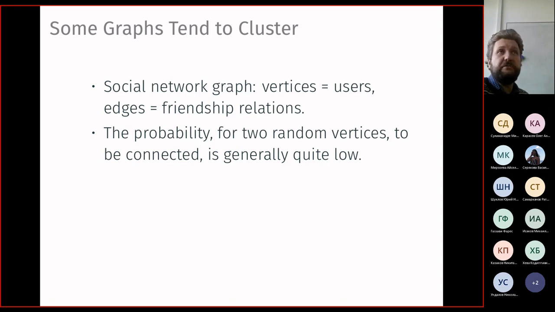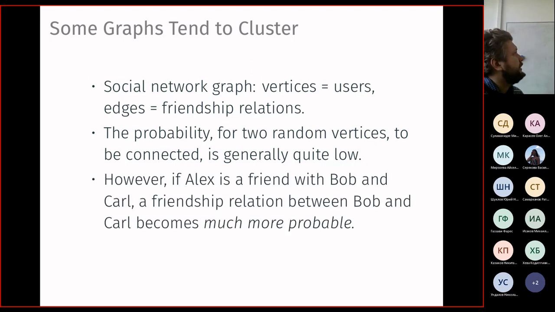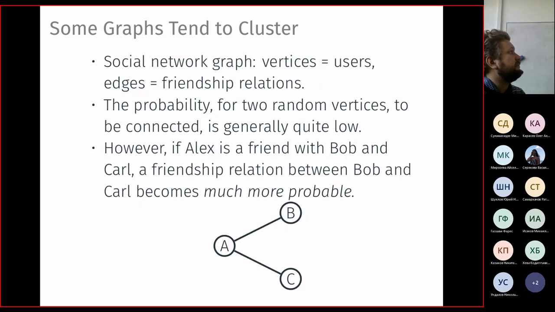In social networks, it should be very low, because random people are usually not friends. In this dataset, it will be higher because these are ego networks, so these are not random things. However, if A is a friend of B and C, then probably there is a friendship relation between B and C. It becomes much more probable. So it's a so-called conditional probability.